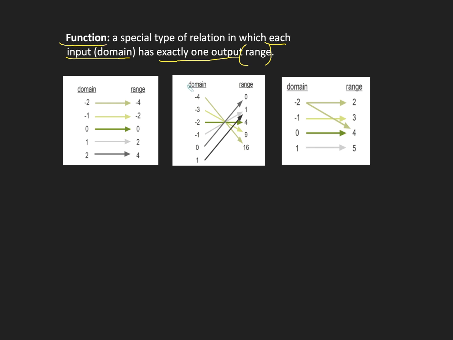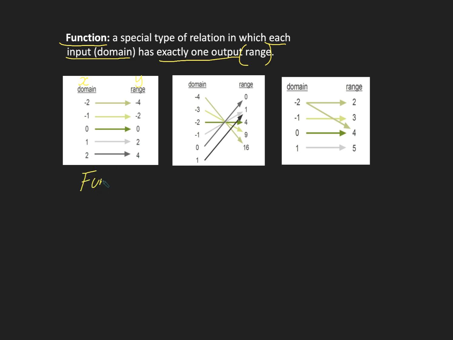So airline seats are functions because one person is only assigned one seat. Here I have some functions. Notice this is my domain, which is my x value. This is my range, which is my y value. And notice that each domain has exactly one output. Look at the arrows. -2 is going to -4, -1 is going to -2, 0 is going to 0, 1 is going to 2, and 2 is going to 4.